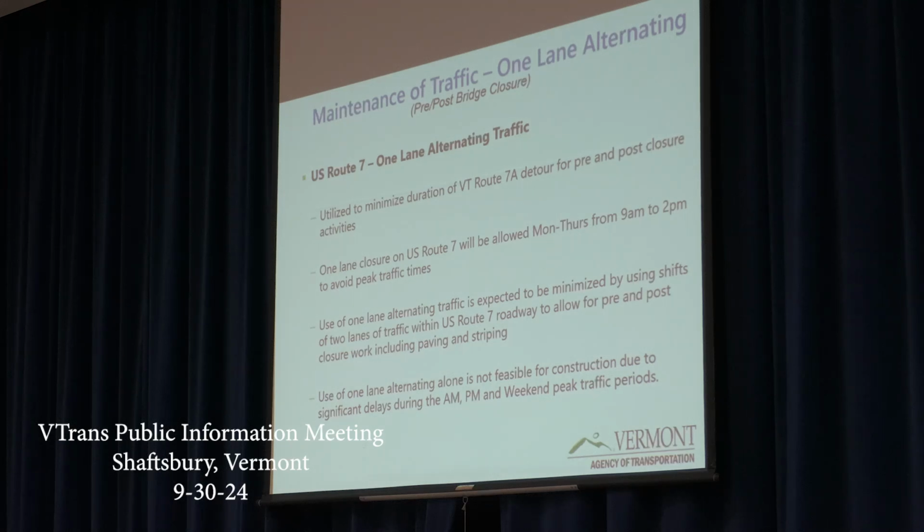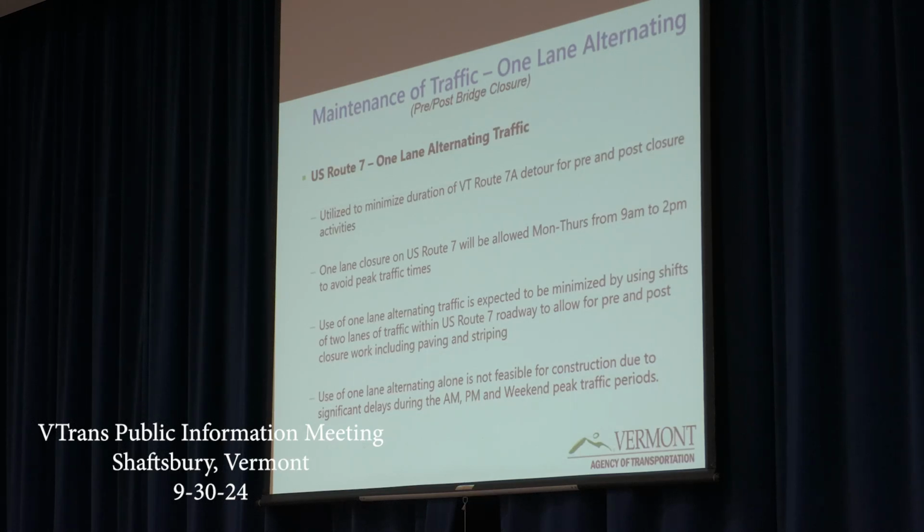One lane alternating. So we will talk a little bit more about duration here, but what we are looking to do is allow for one lane alternating on Route 7 to shorten up the detour time that we would be needing on 7A. So we would be using this alternating traffic on Route 7 before and after the closure to allow the contractor to do as much work as they could during that time period. We're going to be restricting this one-lane closure to Monday through Thursday, 9 a.m. to 2 p.m. to avoid the weekend time and the peak traffic times in the morning and the afternoon.